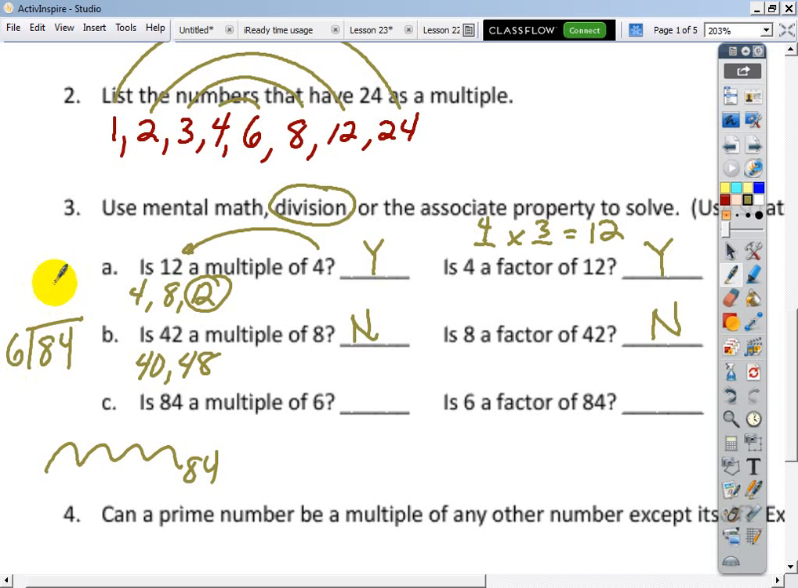And if I can't multiply 6 times anything to get 84, 6 is not a factor of 84. But if I can hit it exactly, if 6 times a certain number is 84, then 6 is a factor. Notice that yes here matches yes here. If this is a multiple of 8, then 8 is definitely a factor of that number. So these seem to be the same answers. Go ahead and try that one.